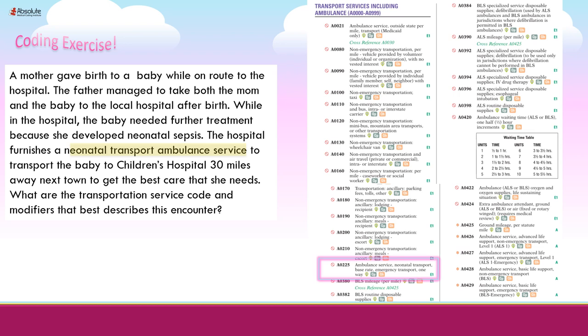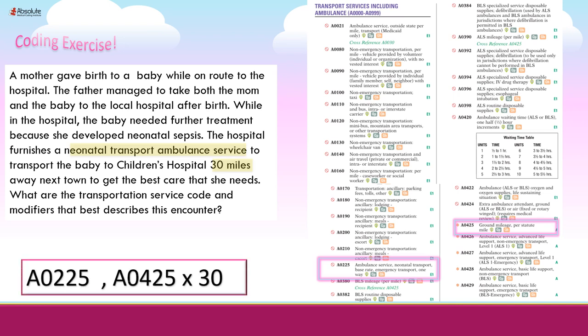Don't forget that we also need to code for the mileage, and that is going to be code A0425, ground mileage per statute mile. Since this code is per statute mile, to code for our 30 miles together, that should give us A0225, again, to code for the ambulance service for neonatal transport, and A0425 times 30 to code for the 30 miles of ground mileage covered for this ambulance service. So is everybody following along?